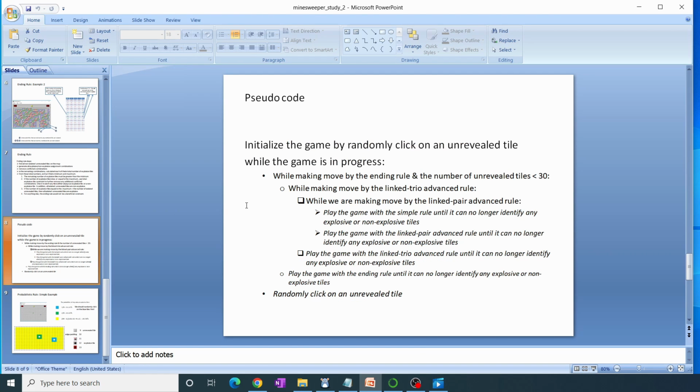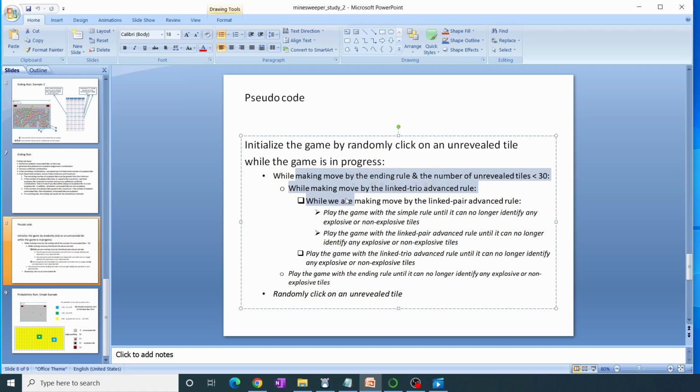Now let's talk about the pseudo code. The first step is to initialize the game by randomly clicking on an unrevealed tile. While the game is still in progress, we will be doing 3 nested while loops. It will be easier to understand if we start with the most inner section of these nested loops. First, we will play the game using the simple rule until it is out of moves. Then we will play the game with the linked pair rule, again until it is out of moves.